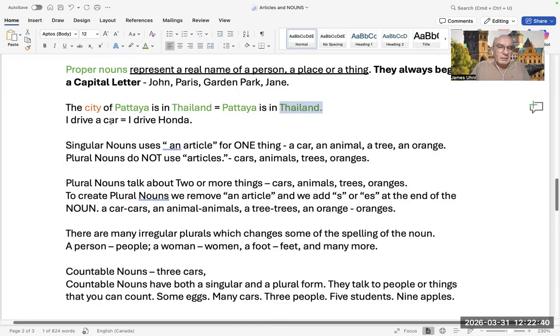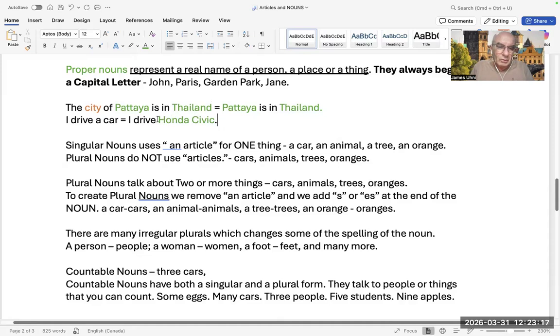I drive a car. I drive a Honda. Honda is the name of the kind of car I drive. Now, I can say even, let's say, Honda Civic. And I have two capital letters because that's a full name of the car. If you name your car, let's say Jeff or Randall or anything else, that's up to you.